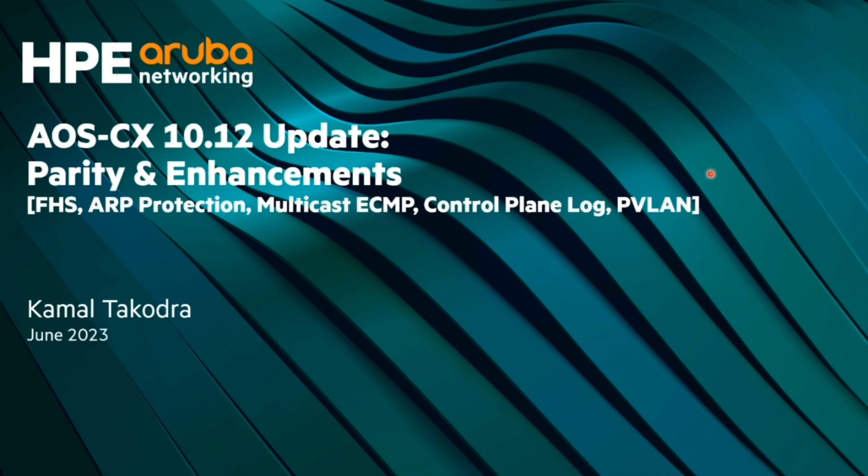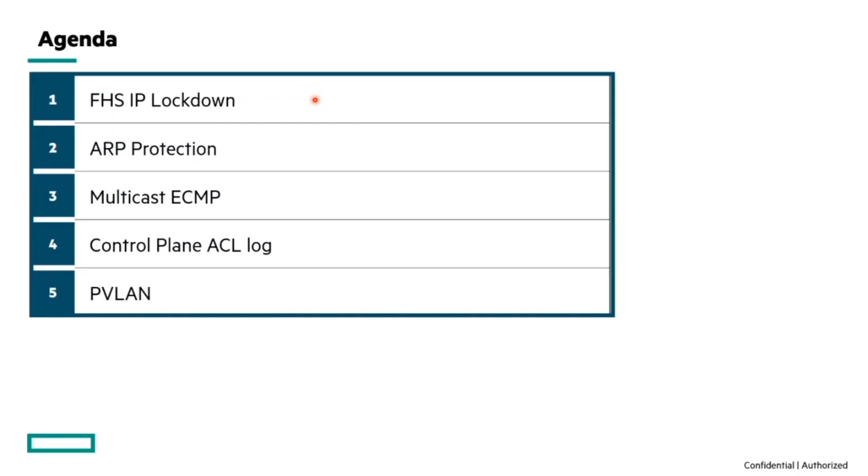I'm here today to talk to you about some parity features and enhancements in our recent release in June of 10.12 AOS-CX switching software. I'm going to be covering first hop security, IP lockdown, ARP Protection, Multicast equal cost Multipath, control plane ACL logs, and private VLANs.